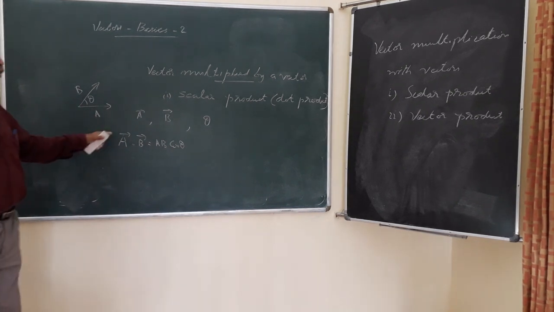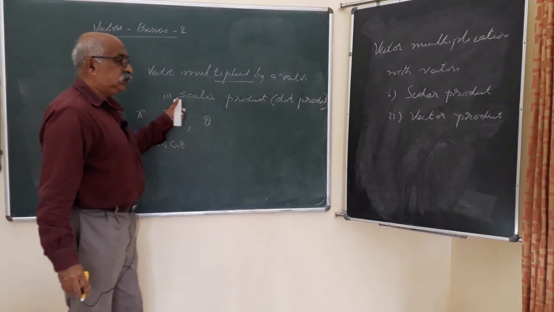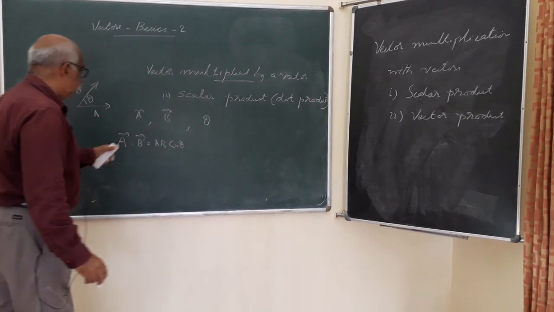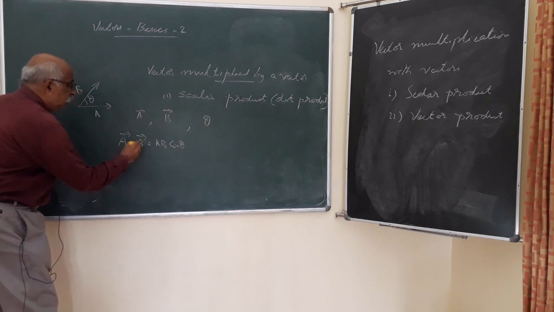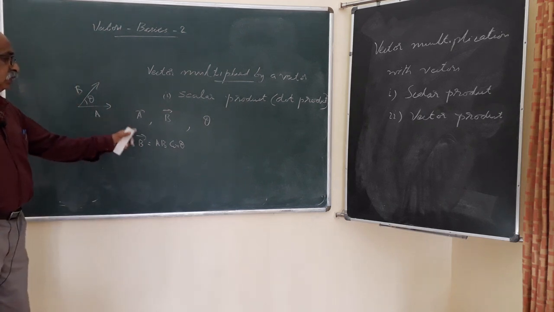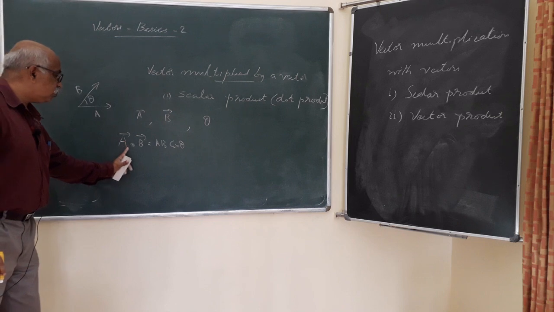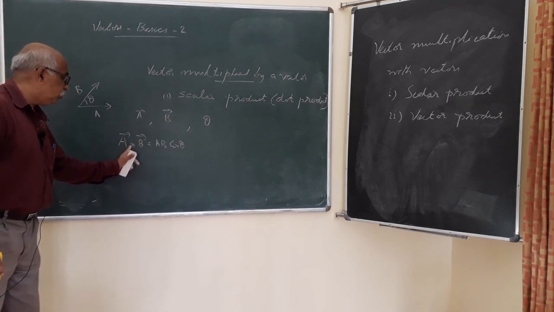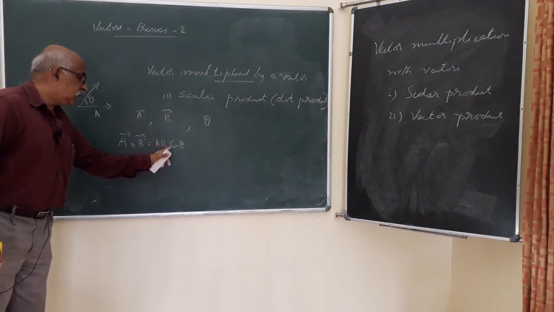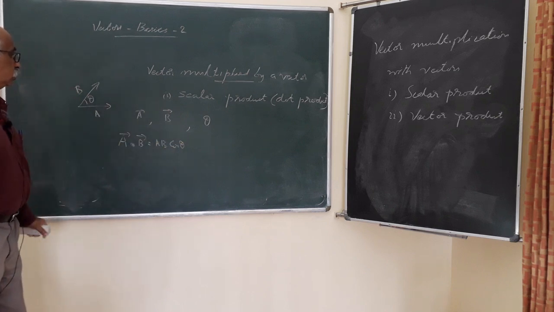This product is a scalar. That is why it is called scalar product, the resulting quantity being scalar. It is written like this, A dot B. A dot B is AB cos theta: the product of the magnitudes of the two vectors times the cosine of the angle between the two.